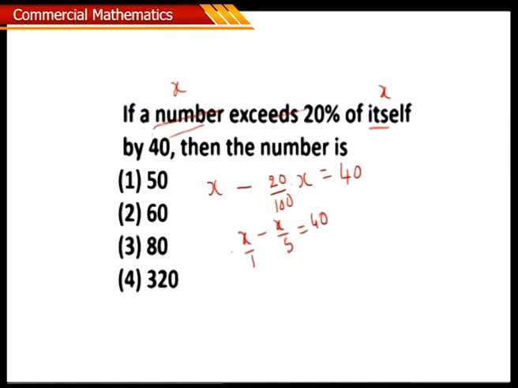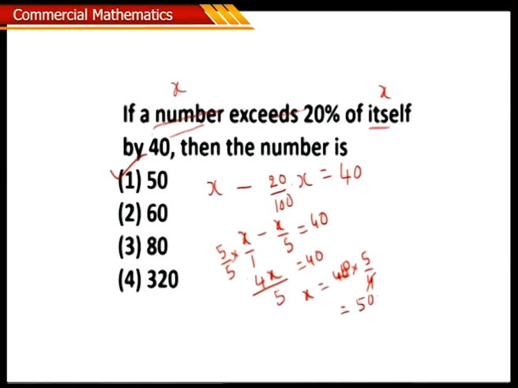Okay, it is x by 1. So simply we multiply both numerator and denominator with 5. So 5x minus x is 4x is 40. So clearly you can observe that x is 40 into 5 by 4. This is 10 into 5. So what is the required number? 50. So this is the way in which we can solve such types of problems. Here you can see how we are solving these problems. Every time we read the mathematical statement and convert it accordingly, right?